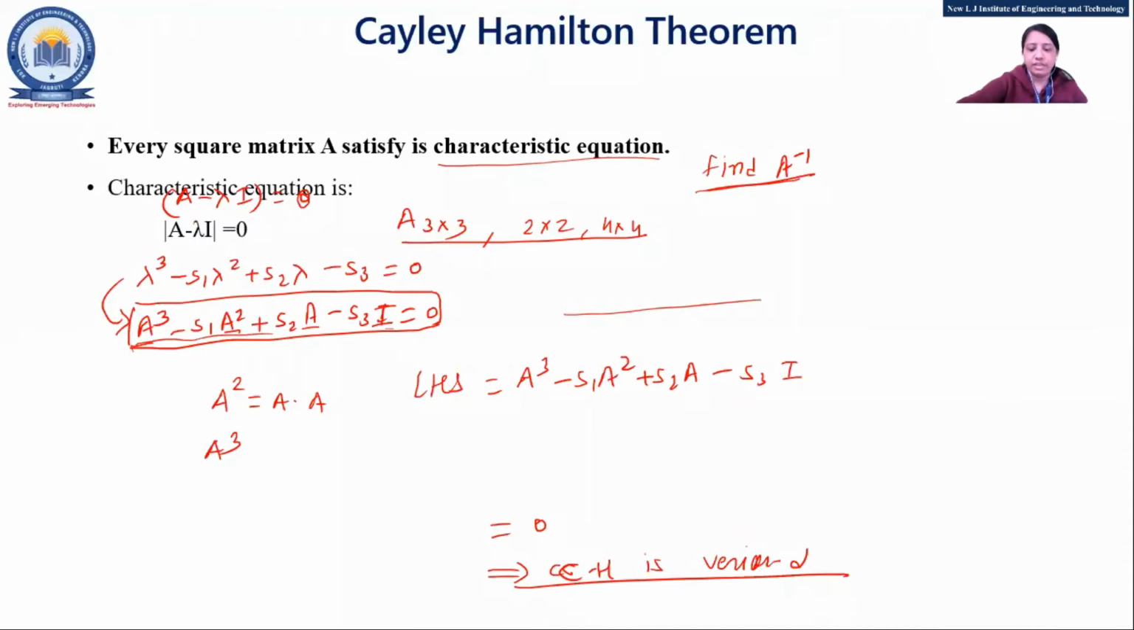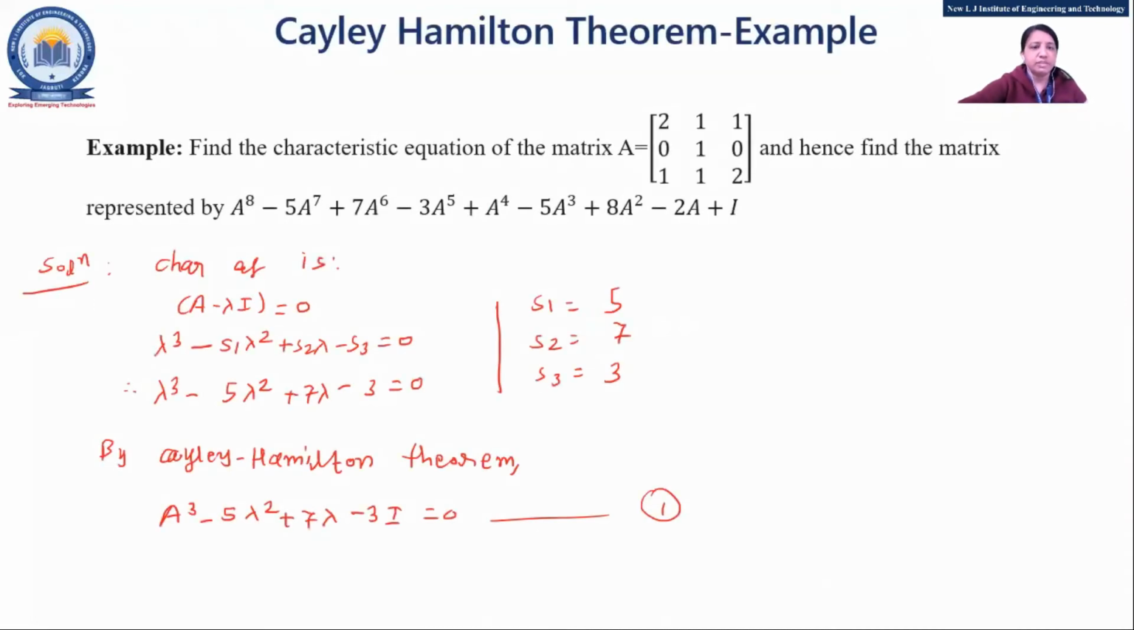First we will start with the simple one. That means what? Find the characteristic equation. See, here it is asked what? Only find the characteristic equation. It is not asked to verify, so no need to verify it, right? Just find the characteristic equation of this matrix. And hence find out the representation of this equation in terms of matrix.